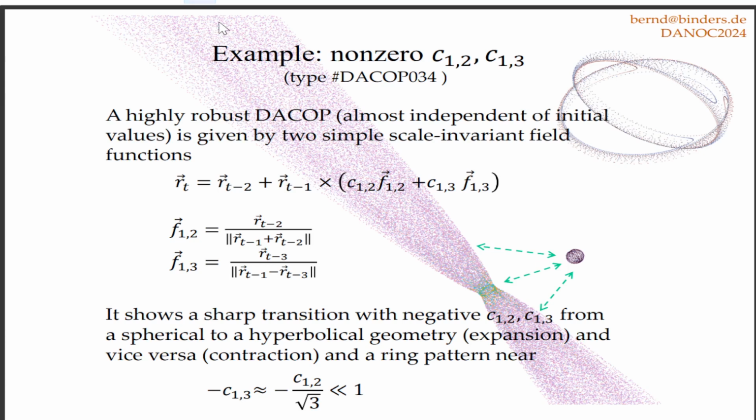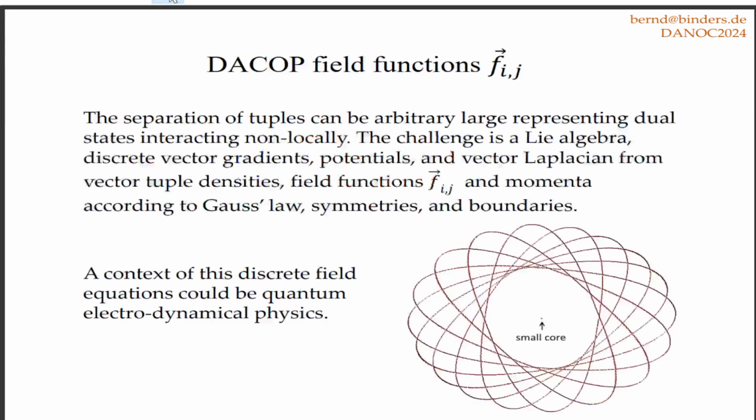What we also have here is a very simple case of minimalistic field functions. We have 1, 2, 1, 3 label, say, regarding our initial formula.